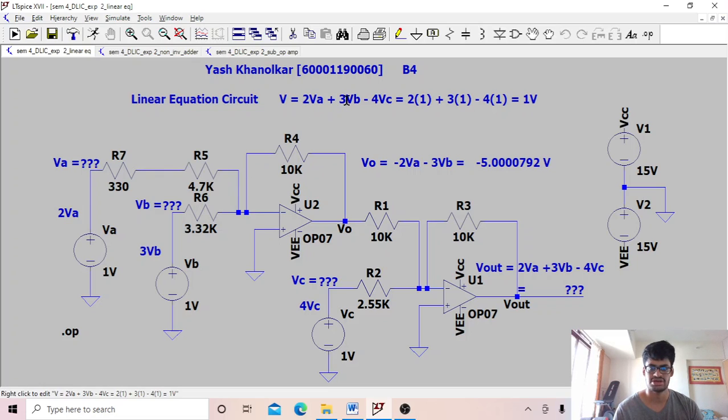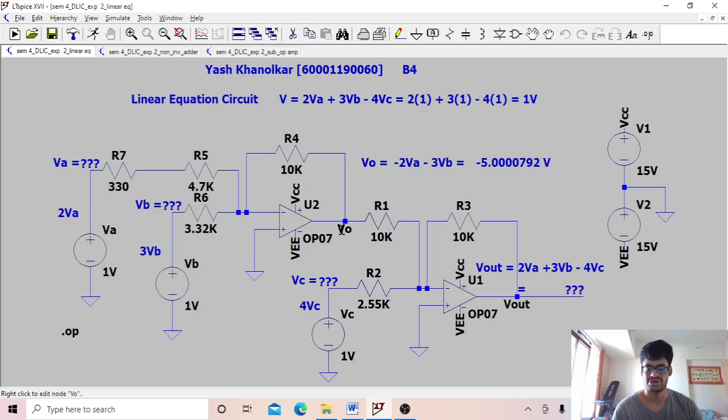Similarly we have the coefficient of VB as 3, and we have here the value of R6 as 3.3k. So 10 by 3.3 is approximately 3. And as we can see, we have taken VA and VB as 1 volt. You can take anything. So by the formula, we can see that we have 2 VA and 3 VB here. And because we have connected to the inverting terminal, the 2 VA and 3 VB will be minus 2 VA minus 3 VB, which if we put 1 as the voltage, we get the output as minus 5. So we get VO here as minus 5.